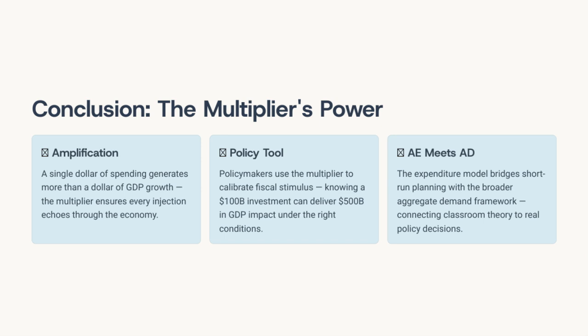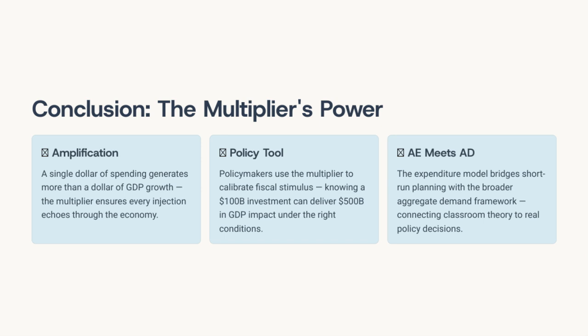When we look at how aggregate expenditure meets aggregate demand, we see how policymakers use the multiplier effect to calibrate fiscal stimulus. For example, a $100 billion investment can potentially lead to a $500 billion impact on GDP. But of course, this depends on certain conditions being right. This is where the multiplier acts as a powerful policy tool. It shows us that a single dollar of government spending can generate more than $1 in GDP growth. Every dollar injected into the economy doesn't just stay there. It echoes through the entire economic system, amplifying the overall impact.